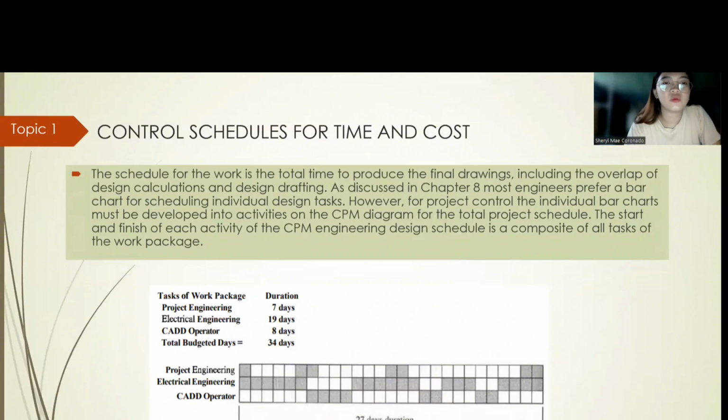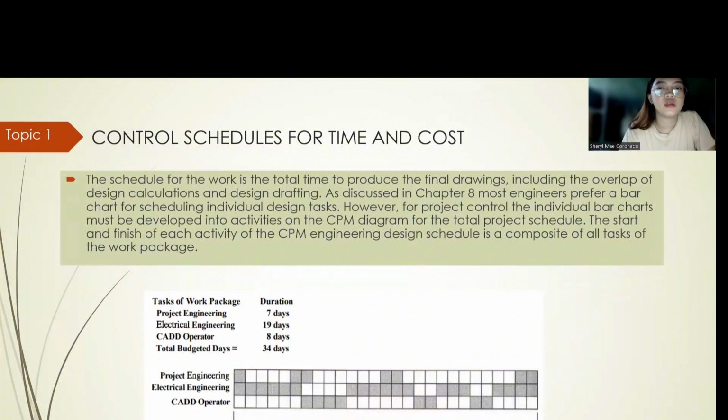So the schedule for the work is the total time to produce the final drawings, including the overlap of design, calculations, and design drafting. As discussed in Chapter 8, most engineers prefer a bar chart for scheduling individual design tasks. However, for project control, the individual bar chart must be developed into activities on the CPM diagram for the total project schedule. The start and finish of each activity of the CPM engineering design schedule is a composite of all tasks of the work package.